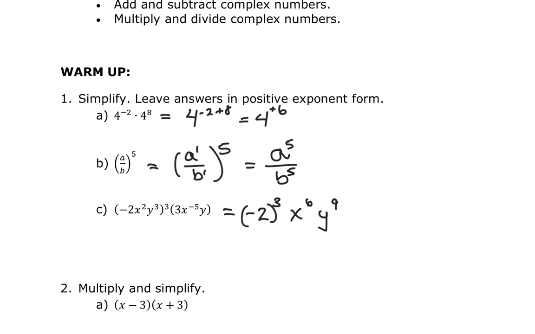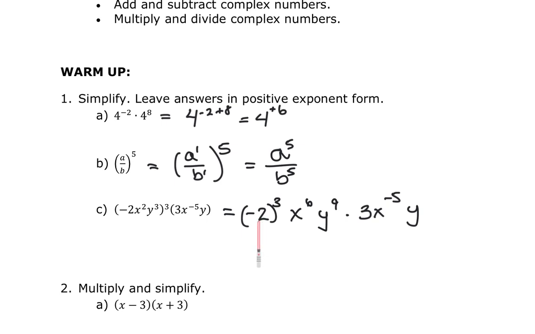Now, you're going to think, why did I put the negative inside of parentheses? Well, because it's a negative number, and the exponent is odd, so it will be a negative answer. But if that exponent had been an even number, then it would have been a positive number. So the reason I do that is just to make sure that I pay attention to whether or not my answer will be negative or positive. I don't have an exponent on the outside of the second grouping, so this parenthesis does not have an exponent, so I can just rewrite that as 3x raised to the negative 5 and y.